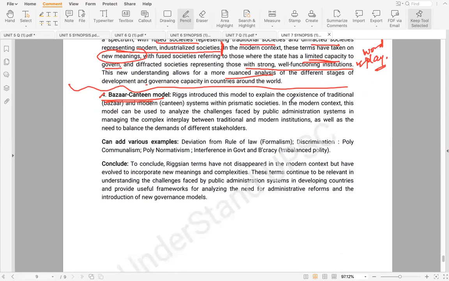Fourth, bazaar canteen model. Riggs introduced this model to explain the coexistence of traditional and modern economic systems, है ना? तो traditional system को बाजार कहते थे, modern को कैंटीन कहते थे, वो prismatic societies में था। However आज की डेट में हम क्या कह सकते हैं?